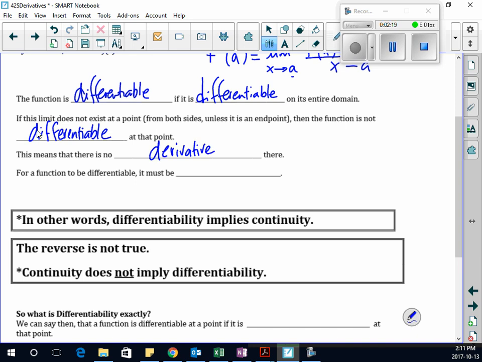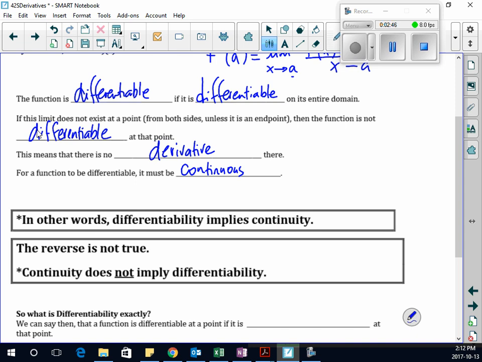For a function to be differentiable, it actually has to be continuous. If you read the words underneath, it does say, in other words, differentiability implies continuity, but the reverse is not true, like we found in an example that we did in the last lesson.